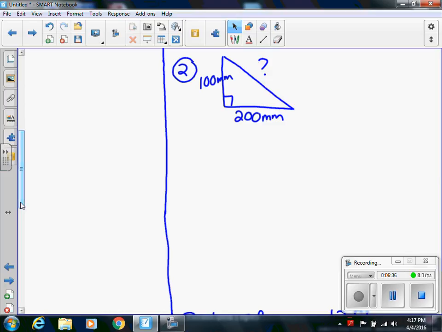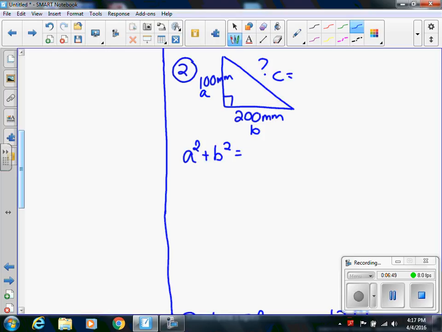Okay, we have another one here. And just showing it a little bit backward here. And just like I did before, I'm going to go ahead and label. I'm going to call this one A and this one B, and we're still trying to find C. So same formula, A squared plus B squared equals C squared. Plugging in for A, I have 100 squared. Plugging in for B, I have 200, and again squared is equal to C squared.